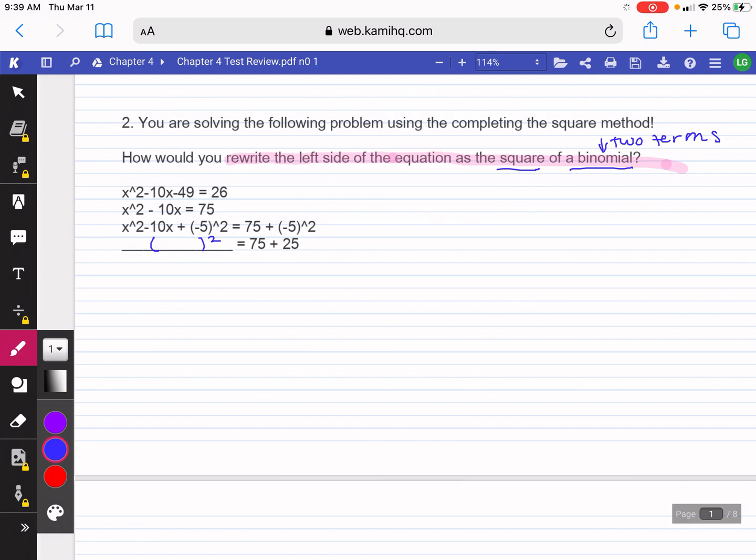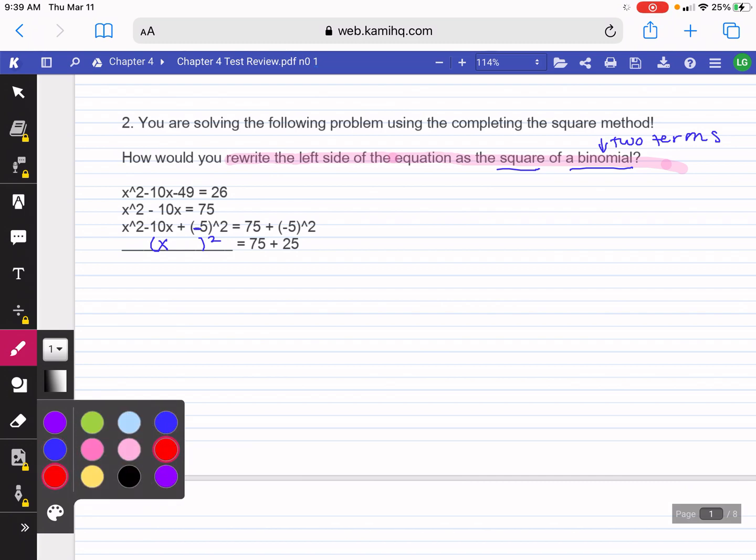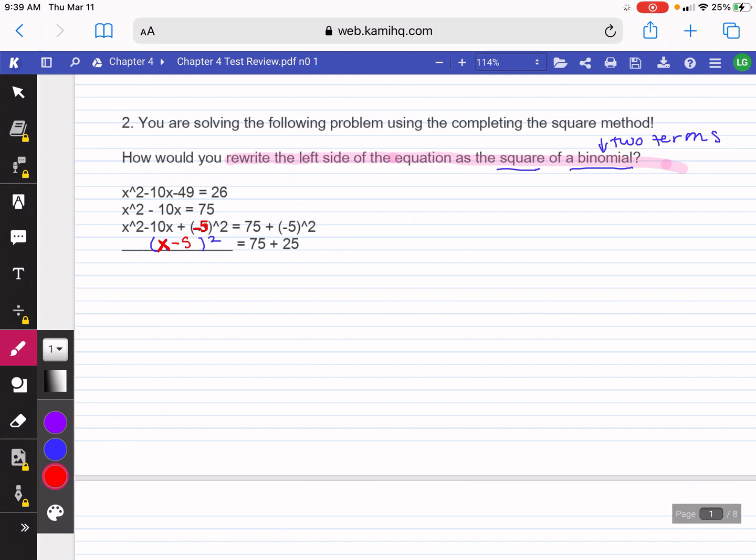So I'm going to set it up, and it's kind of like factoring, so I put x here. And then in parentheses here, I have a minus 5. So that's what I put in my parentheses when I rewrite it as the square of a binomial. So that would be what goes on the left-hand side there.